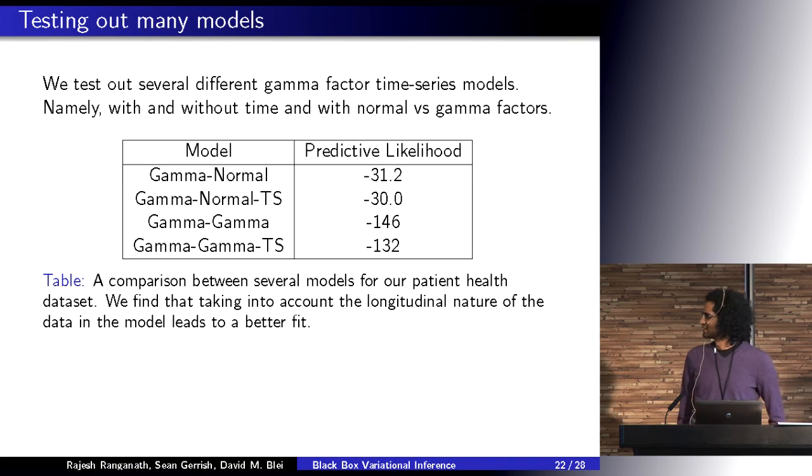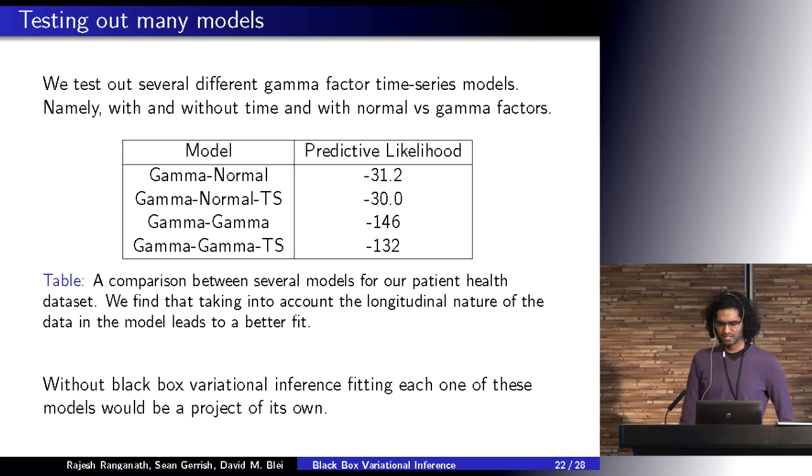From this, we can see that time helps us, and that sort of makes sense. How healthy you were yesterday is related to how healthy you are today. And the other thing we see is that the gamma-gamma models don't really do that well. And this is really because they're bad models in that they can't capture negative relationships between the lab values. But the key takeaway from this is that without black box variational inference, you'd have to sit down and come up with your own approximations, do a Laplace approximation or Taylor approximation to get this to work.